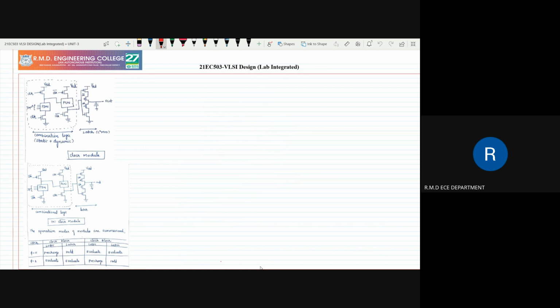The next concept is the no-race module, and we have two kinds: one is called the clock module and another is called the clock bar module. Here it will be a combination of two things: combinational logic followed by a latch. The latch is nothing but a C2MOS master clock register or CMOS register. The clock bar module also has the same concept, combinational logic plus latch.